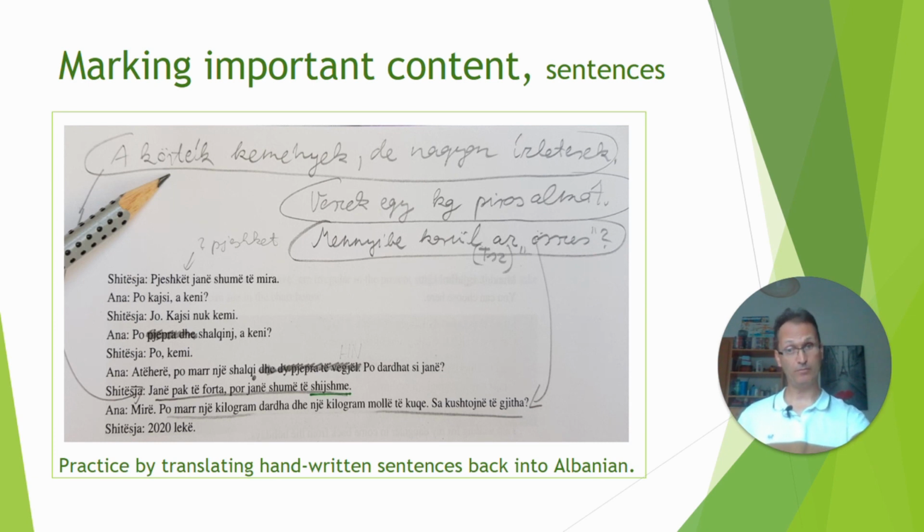Okay, now another example about sentences. An example from my Albanian book, where I have some important sentences like how much does 1 kilogram of apple cost? Sorry, I didn't translate everything into English, but you can see the translation in Hungarian. So for example, sa kustojnë të gjitha, how much does it cost altogether? In Hungarian, mennyibe kerül az összes. And once again, later, when I come back to these texts and I want to make some repetition, I just take the Hungarian version and I try to translate them back into Albanian. And once again, these are the most important sentences in the text.